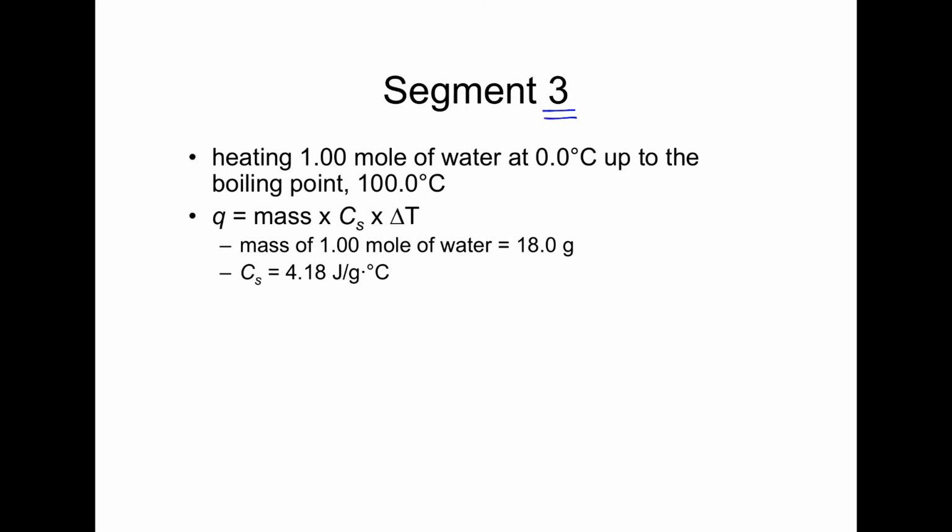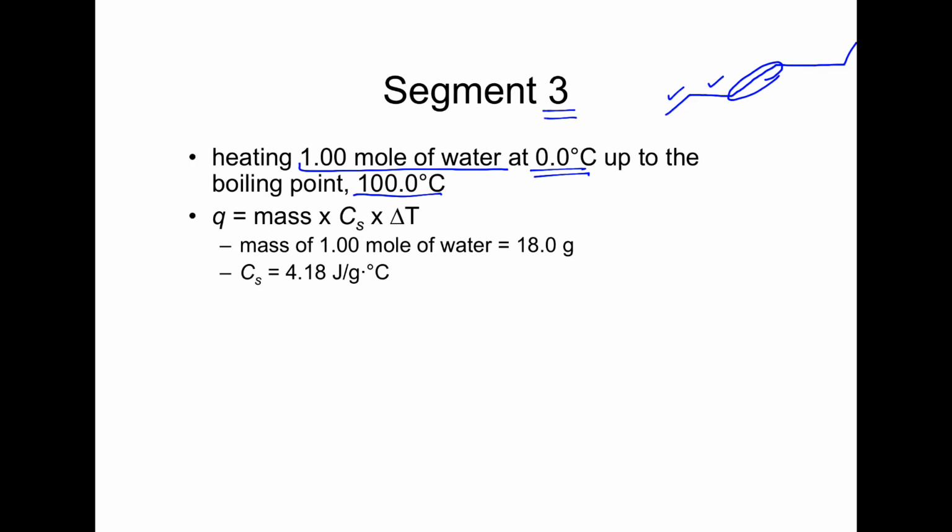Okay, segment 3 is we have just melted all that ice, and now we're heating up the water that we've created. It's starting at 0 degrees, so that's the melting point, and we're trying to get it all the way up to its boiling point, which is 100 degrees. So if you're keeping track on the heating curve, we've already done this one. We've already melted our ice, and now we're heating that liquid water up.